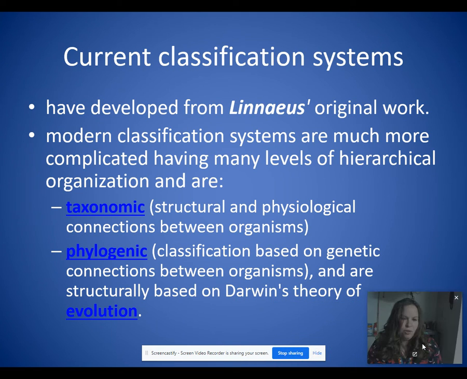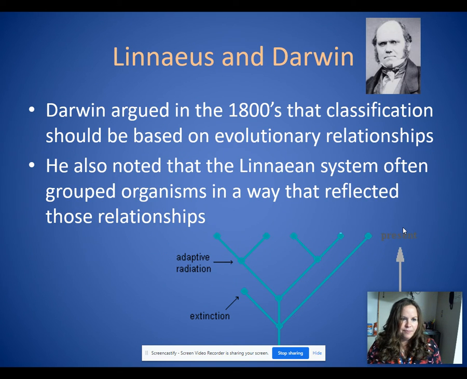Classification helps us understand organisms, and it really lets us take a look at their structural and physiological connections, their phylogenetic connections. It helps us understand our evolution as well, which is great. Darwin noted that the Linnaean system, Carolus Linnaeus, often grouped organisms in a way that actually reflects evolution, common ancestry.